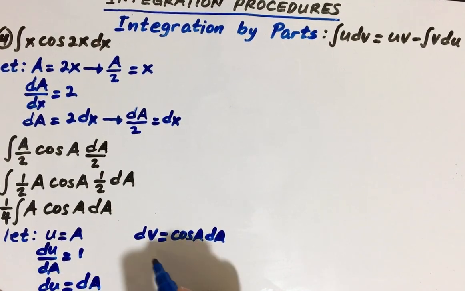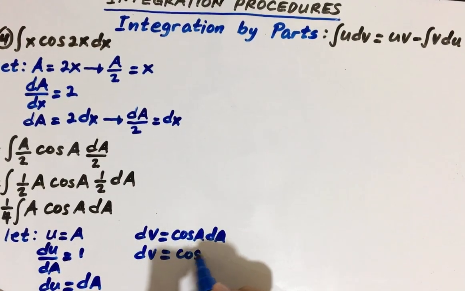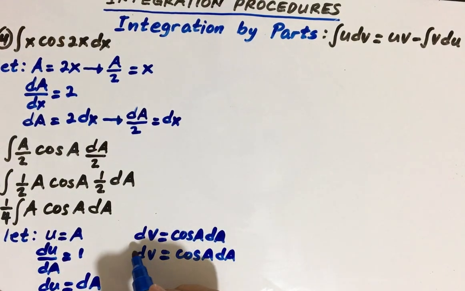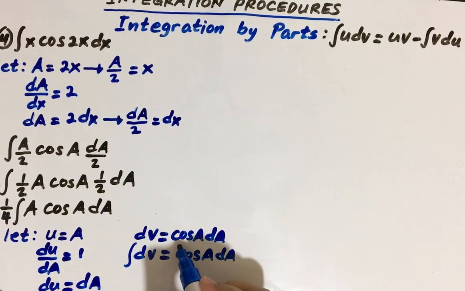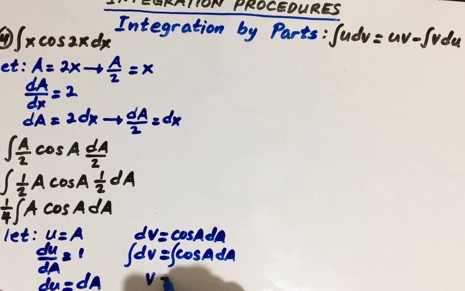Okay, then from here, if you're going to integrate both sides, the left side we have no problem because it's a perfect dv, so the integral of dv is equal to v. On the right side, you have to check if you have a perfect du here, or dA, or a perfect differential.